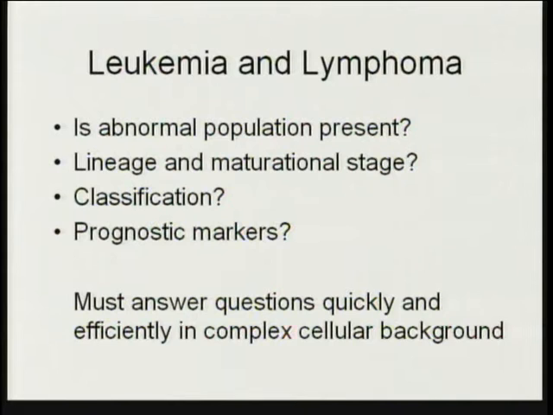And then how does that information then allow one to further classify a particular neoplasm? And finally, once one knows exactly what type of neoplasm is being dealt with, are there prognostic markers or factors that can be evaluated to give someone an idea about how this person is likely to behave? And all of these questions have to be answered quickly and efficiently and in a complex cellular background. So this is why this type of analysis is really one of the most challenging applications of flow cytometry.